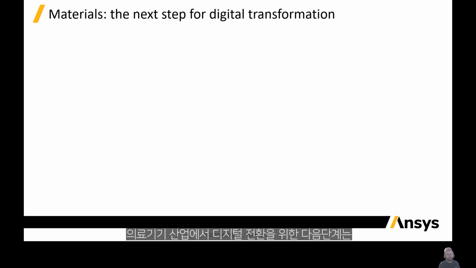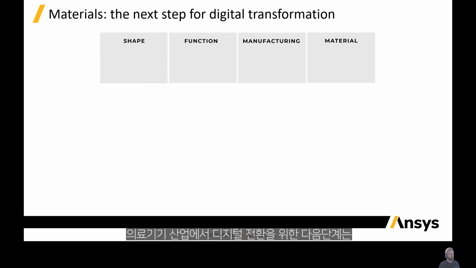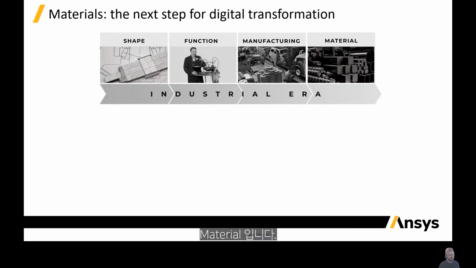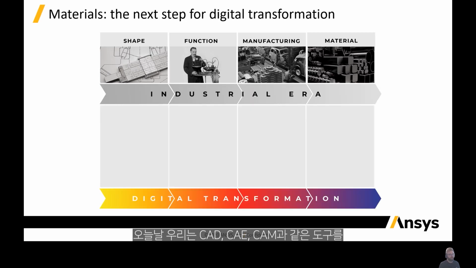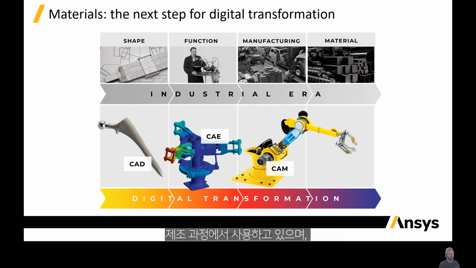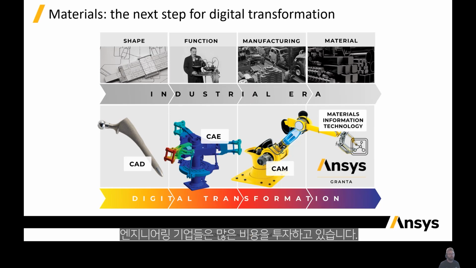So that's where materials come in. That's what we're talking about as the next step for digital transformation. We're going from doing things in a lot of by-hand and rough-practice sort of way to now we use tools like CAD, simulation, and CAM for manufacturing. We have a tool like Granta MI, which is one of the platform tools we'll talk through today, that walks through materials information technology as a means to facilitate this digital transformation in a material sense.